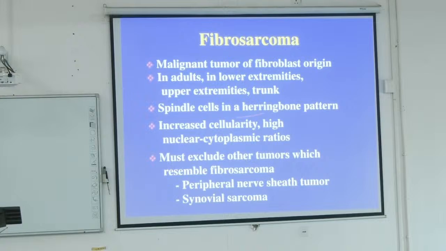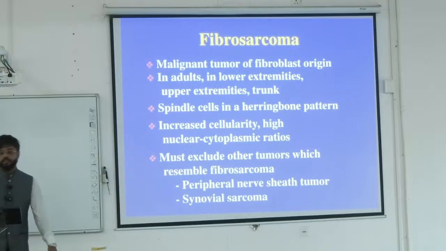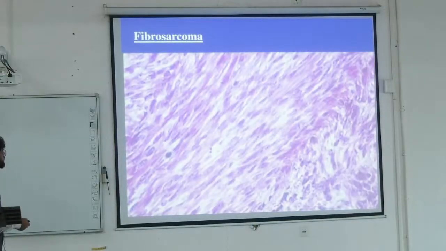The differential diagnosis of fibrosarcoma is malignant peripheral nerve sheath tumor and synovial sarcoma. See, suppose this is the main axis, and small spindle-shaped cells are present at an acute angle to the main axis. The cells are present in a sweeping pattern along the main axis. This is typically known as the herringbone pattern of arrangement seen in fibrosarcoma. And these are atypical mitoses. See, these are all atypical mitoses.